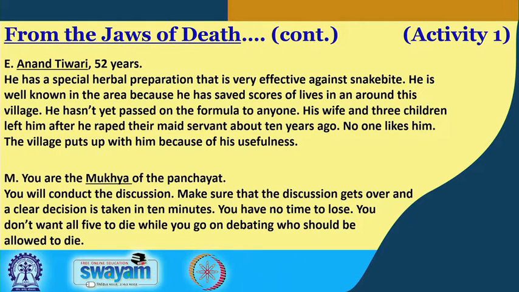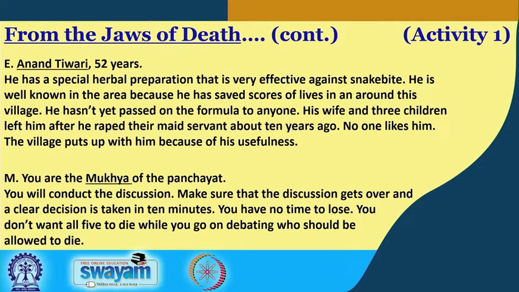Then we have the 6th role play participant, and that is M. M is the Mukhya of the village Panchayat. Mukhya will conduct the discussion, and this is a group discussion. This is a discussion to decide which of the 5 end of life patients should be left to die, because 5 are suffering from severe food poisoning, and within the next 25 minutes if they are not given the formula or the medicine Vita X, they will die. So, the role of the Mukhya is very important.